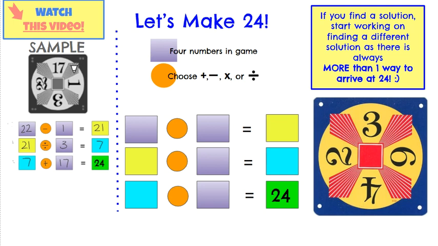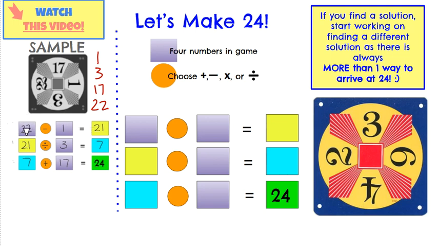I have a sample card here, and you're always going to have 4 numbers. This card has the numbers 1, 3, 17, and 22. When we play, we usually write those numbers across the top of our whiteboard or paper, whatever we're working on, so we can keep track and strike them as we go. And then here's a sample of one way to get 24 with these numbers.